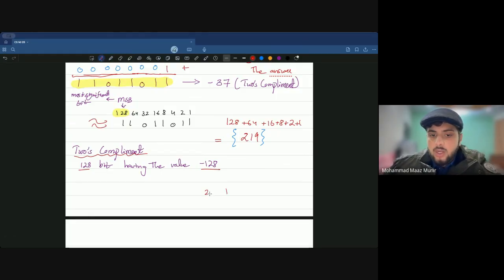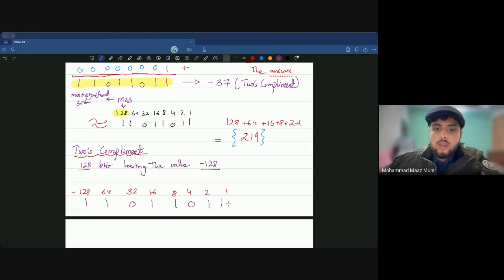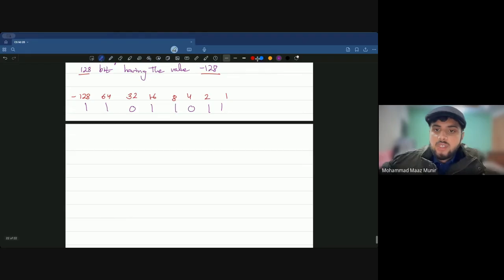So if I have to do it 1, 2, 4, 8, 16, 32, 64, and now rather than writing 128, it's basically -128. And now if I write the binary of this, it's going to give me the answer in terms of -37. How? Let's do it. 1 1 0 1 1 0 1 1, which means that you need to add what? -128 plus 64 plus 16 plus 8 plus 2 plus 1.